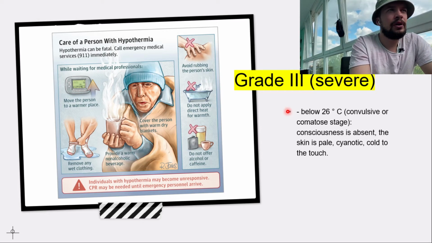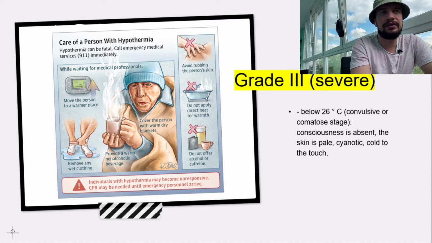Grade 3 severe, below 26 degree, convulsive or comatose stage. Consciousness is absent, the skin is pale, cyanotic to the touch. The muscles are tense, the trism is pronounced, sometimes the tongue is beaten, the upper limbs are bent, the lower ones are half bent. Attempts to straighten them are met with resistance. In severe cases, the abdominal muscles are tense. In men, the testicles are tightened, the scrotum is reduced.